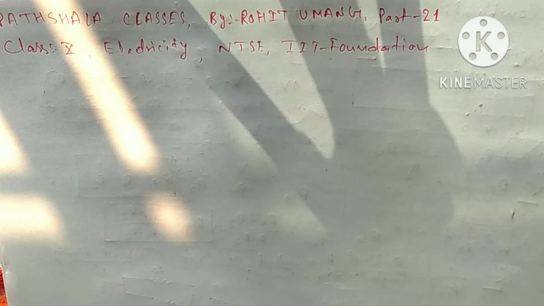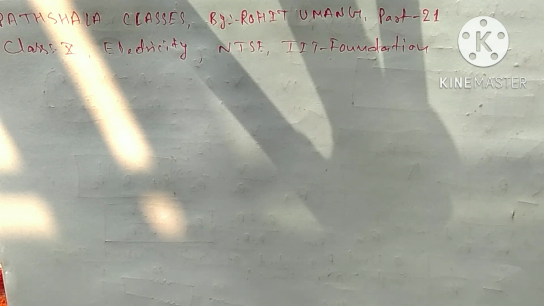In the previous lecture, we discussed the combination of resistance and some numerical problems. In part 21, we will discuss more numericals based on the combination of resistance. That means whenever many resistances are combined in series as well as in parallel. So here is the first question.